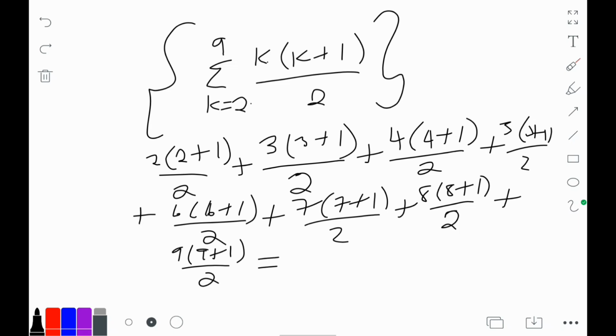So now you can use your calculator. If you say 2 plus 1 is going to be 3, then the 2 divided by 2, you can cancel, and you're going to be left with 3. Then the second one is going to be 6. You can also use your calculator to get the answers. And then the next one is going to be 10.